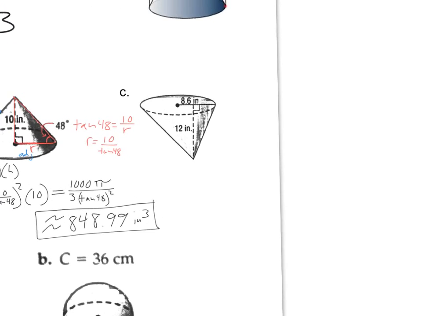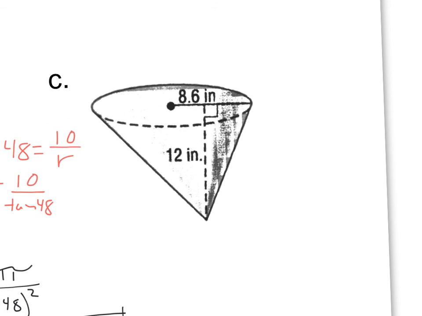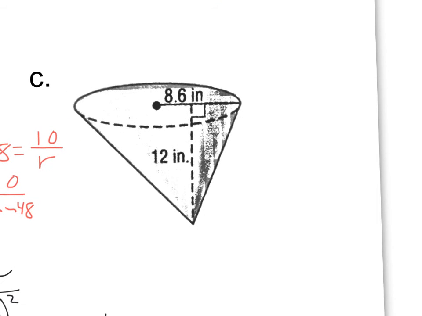Okay, one last problem. I think you guys can do this one on your own. One last one for cones, that is. So once again, I'll write the formula. It's volume equals 1/3 pi r squared times the height. I think you guys can do this one. Just plug it in, and you get the volume. Go ahead and give it a shot, and then unpause it when you're ready to check your work.